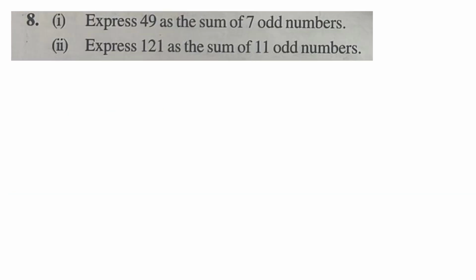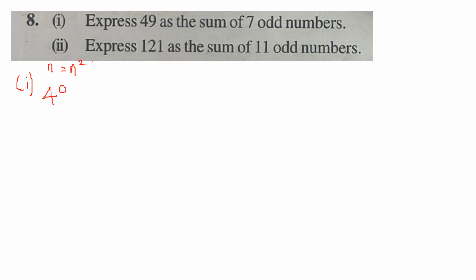The eighth question given to us is: express 49 as the sum of 7 odd numbers and express 121 as the sum of 11 odd numbers. Okay, so using the same rule which we did in the previous problem, the sum of first n odd natural numbers will be equal to n square, right? This problem is also based on that only.